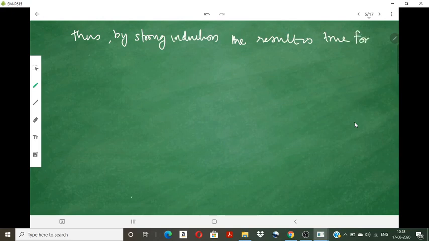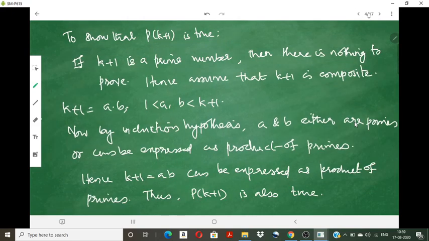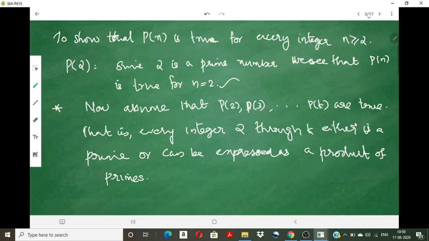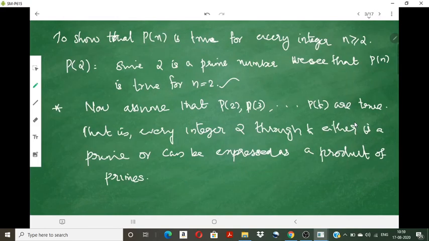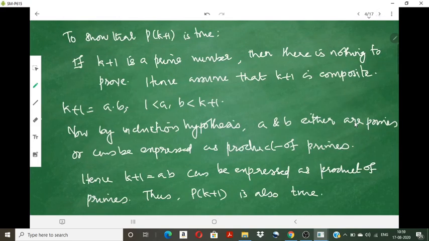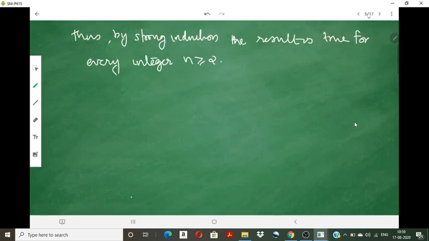The result is true for every integer n greater than or equal to 2. So the first part of the theorem is over. Now the second. So this is our first part. Which one? Proving that any positive integer greater than or equal to 2 is either a prime or a product of primes.